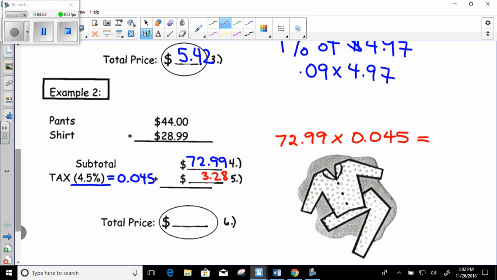And then, of course, you add those two numbers together and you get $76.27. So hopefully all of that made sense to you. If you have any questions at all, please post those.